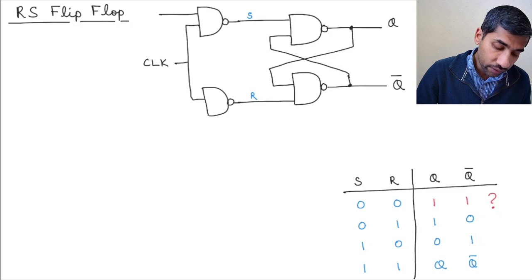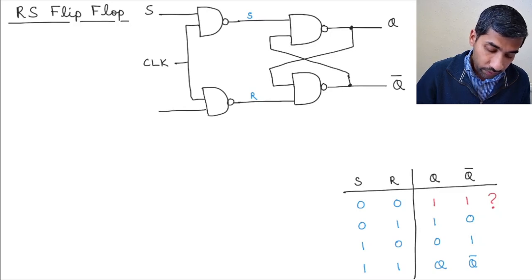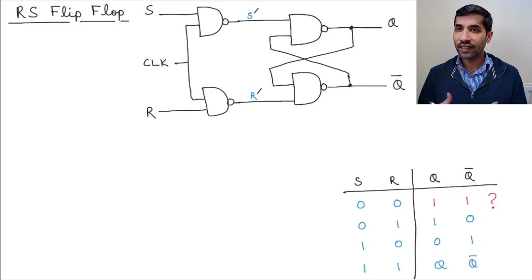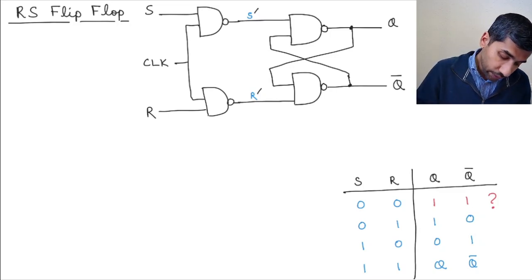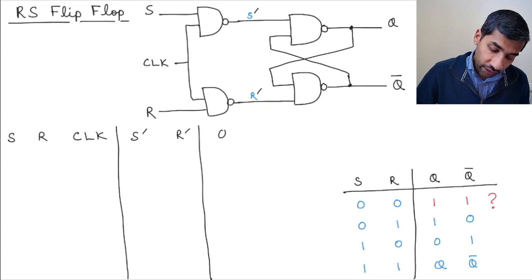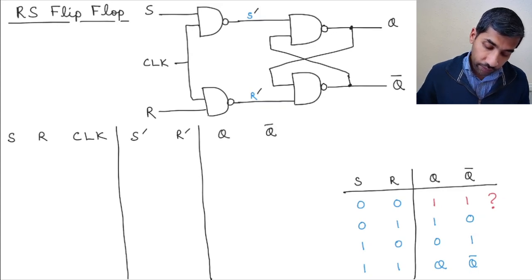And this input is S, and this input is R. Let's call these intermediate S and R as S bar and R bar, just for making it easier for us to analyze the circuit. Okay, so now let's write the truth table for this RS flip-flop. So the three inputs are S, R, and clock. You can talk about the intermediate outputs S bar and R bar, intermediate states, and then you have the final outputs Q and Q bar.